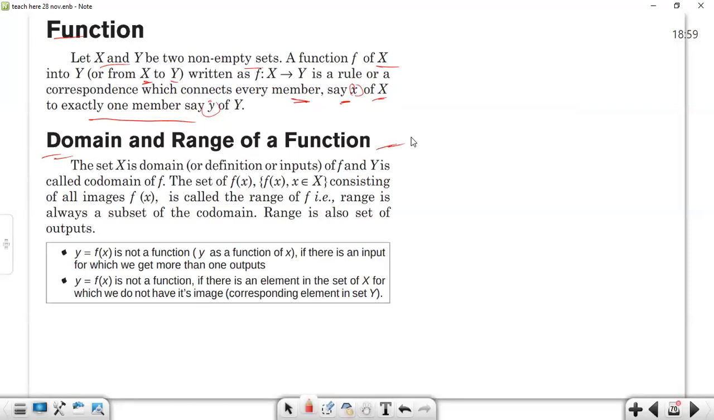Discussion about codomain, domain and range. So set X is the domain, or definition, or inputs of f, and Y is called the codomain. The set of f of x consisting of all images is called the range.